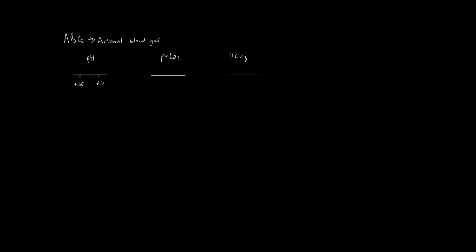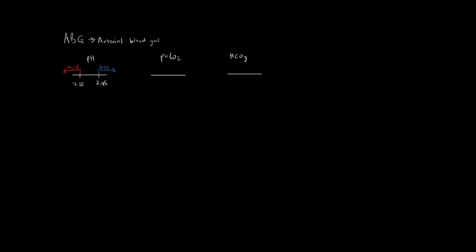When completing ABG problems, the pH is ultimately going to determine if you are in a state of acidosis or alkalosis. The normal range for pH is between 7.35 and 7.45. So a pH less than 7.35, we are going to be in a state of acidosis. A pH greater than 7.45, we are going to be in a state of alkalosis.